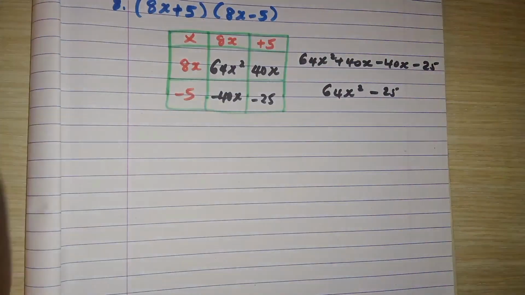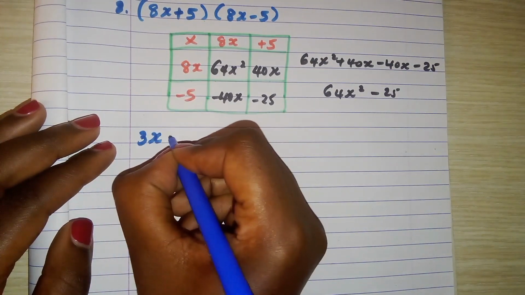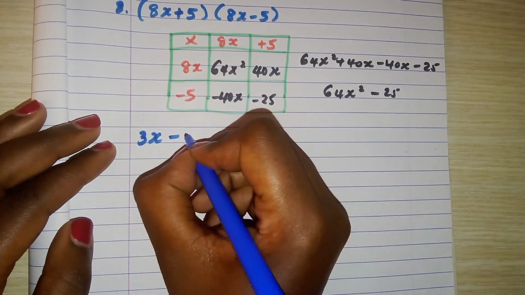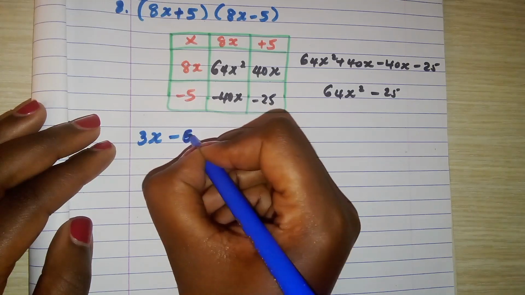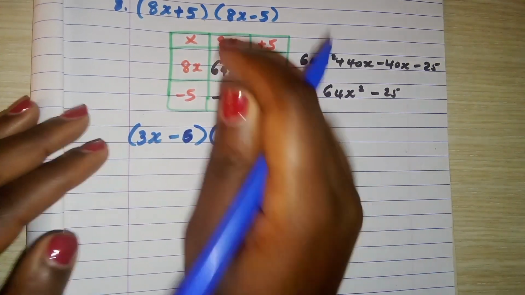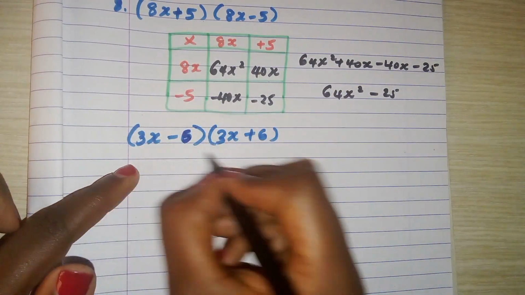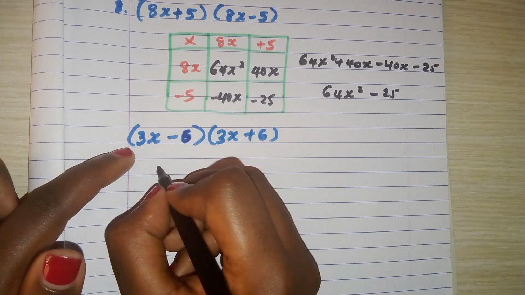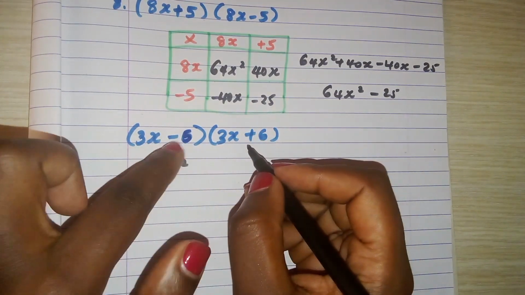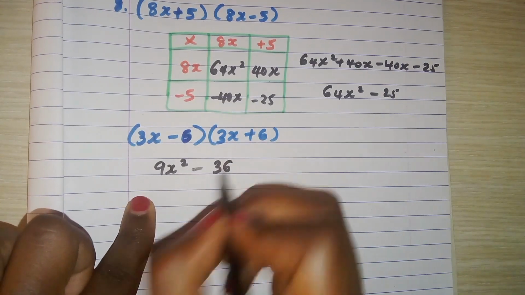If I gave you a random question here, so let's do maybe 3x minus 5 and 3x positive 6. Even without doing all the working out, I can tell you the answer would be, so 3x squared is 9x squared, and then 6 squared will be 36. And then you put your minus sign.